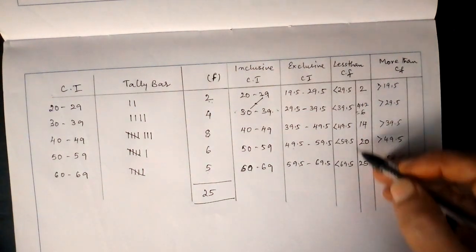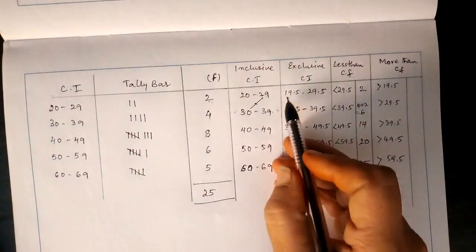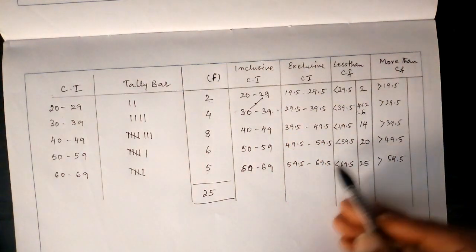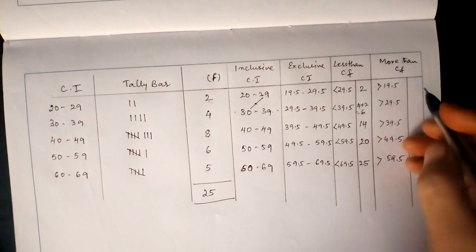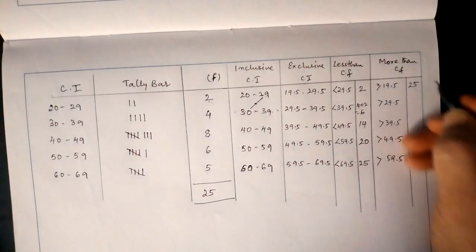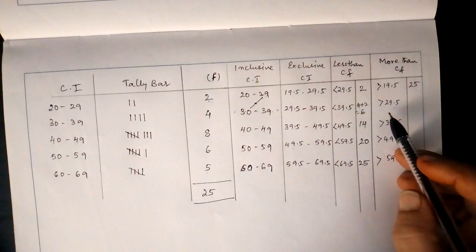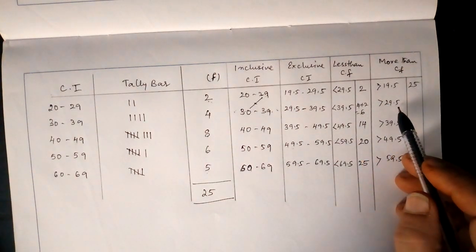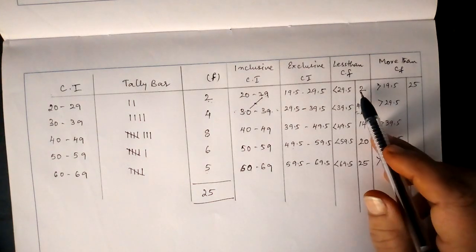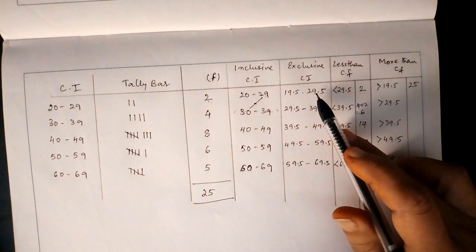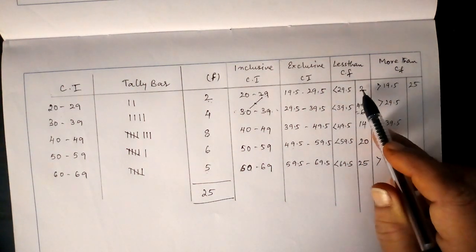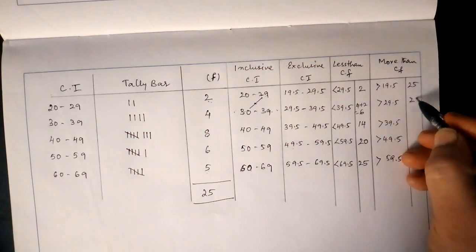More than 19.5 would be all of them. Since this is the lowest class limit, so all values will be more than 19.5. So which will be equal to 25. Now, how many values are more than 29.5? There are only two values which are less than 29.5. So more than 29.5 would be 25 minus 2, which will be equal to 23.